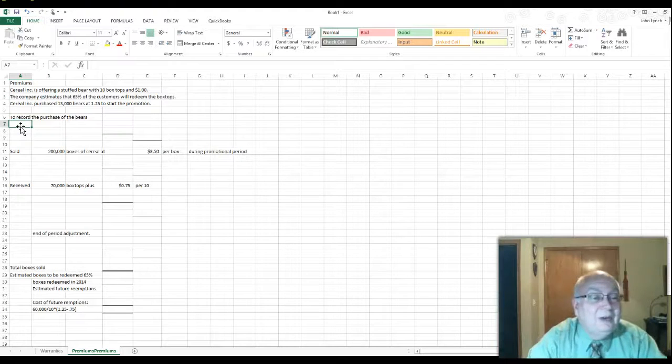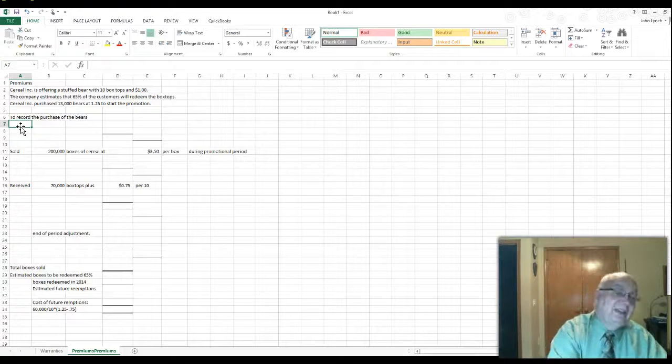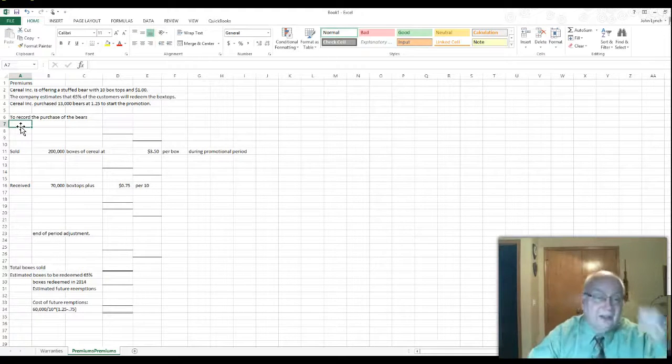We're going to have Cereal Incorporated offering a stuffed bear with 10 box tops and $1. So that's how they're going to do this. You send in 10 box tops and $1, you get a stuffed toy bear. The company estimates that 65% of the customers will redeem the box tops, and they purchased 13,000 bears in anticipation of this. And it cost the company $1.25 per bear.